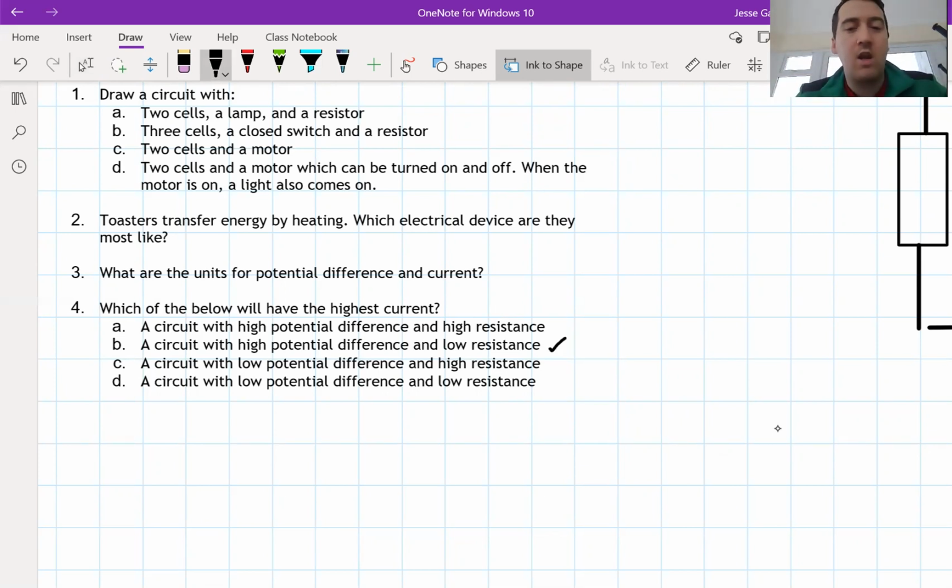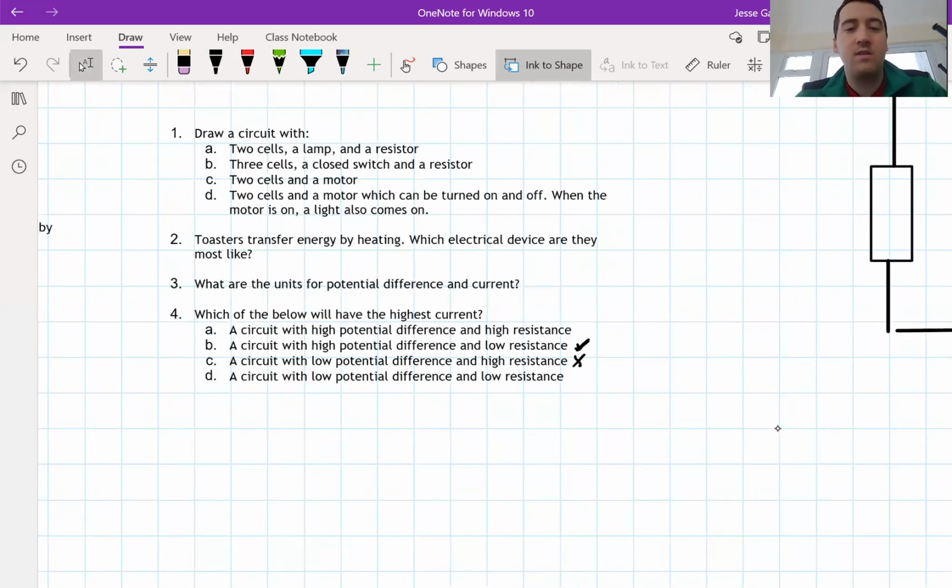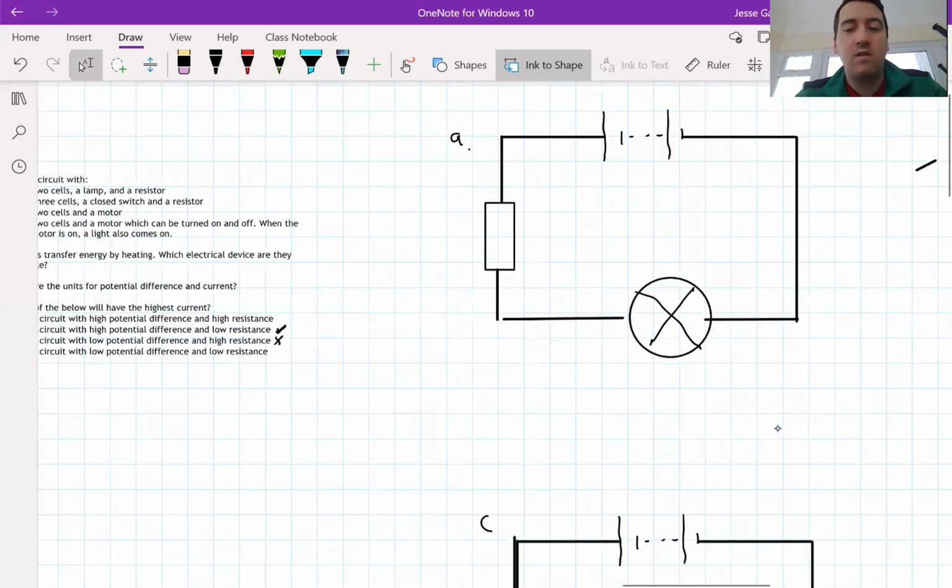But I'm going to read the other ones just in case. A circuit with a low potential difference, they weren't going very fast to begin with, and a high resistance. Oh, that's going to slow them down even more. Definitely not that one. A circuit with a low potential difference and a low resistance. Okay, that's better than the one above it. Low potential difference, so not much energy to start with, but not slowing them down. But still definitely not going to be as high a current as B. So the answer is going to be B. A circuit with high potential difference and low resistance will have the highest current out of those four.